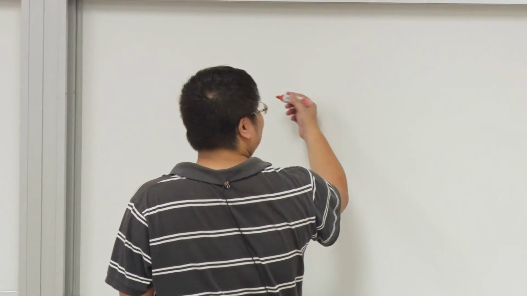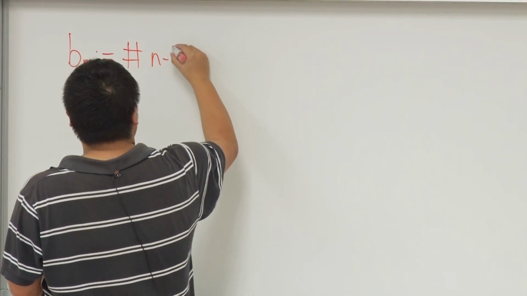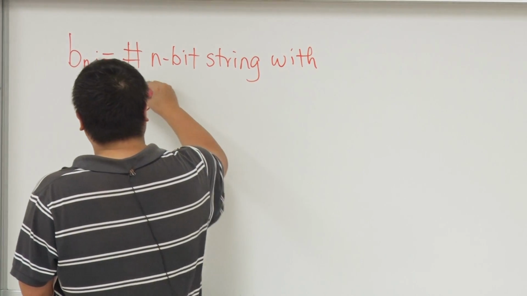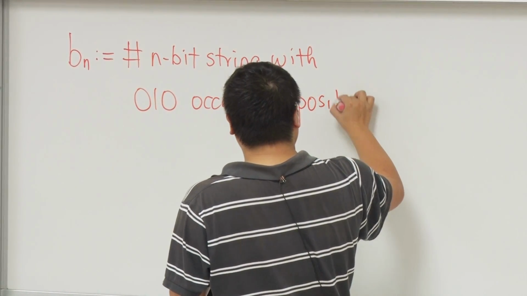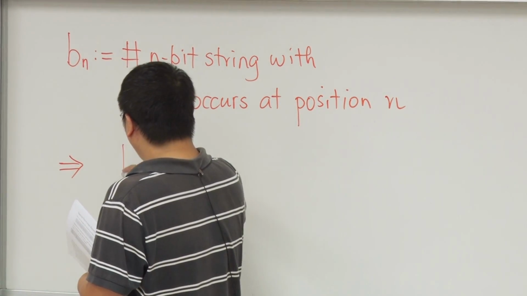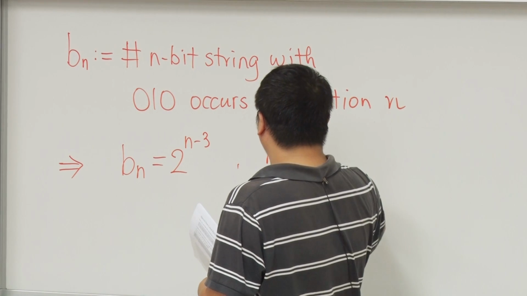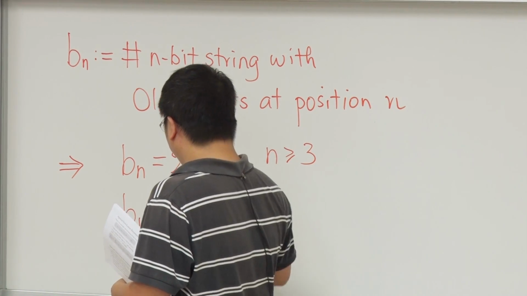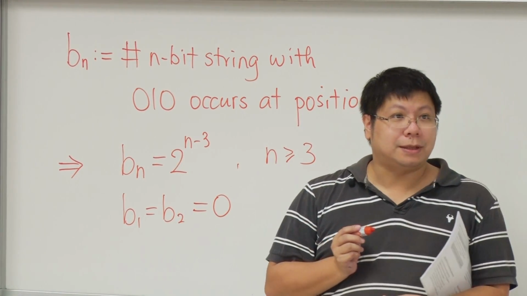This time is easy. So if we denote Bn to be equal to the number of n-bit strings with 1, 1, 0 occurring at position n, then we will have Bn is equal to 2 to the power n minus 3 when n is greater than or equal to 3, right? And then we will still have B1 and B2 to be equal to 0. Is that okay? Does that make sense? Okay, good.